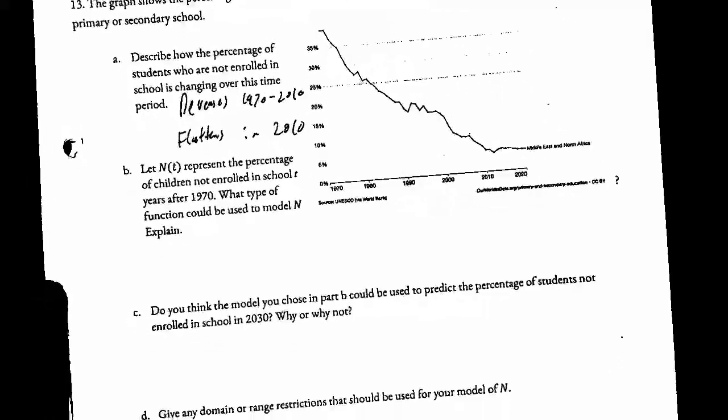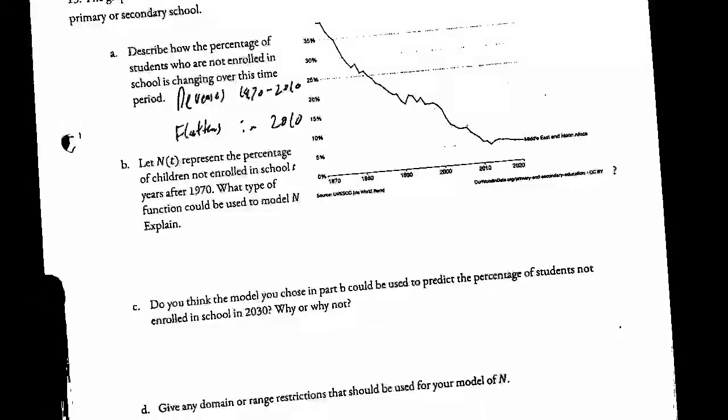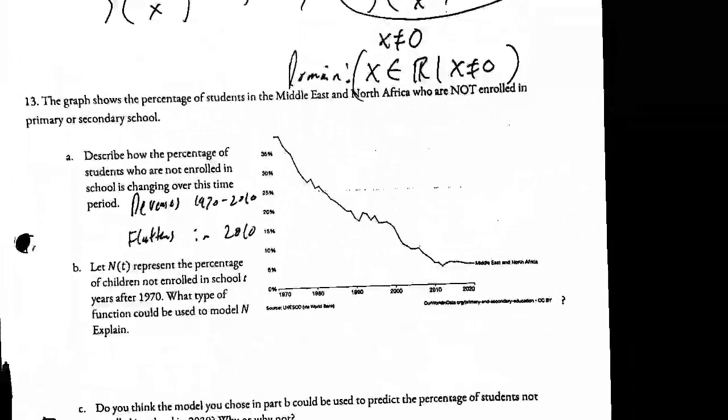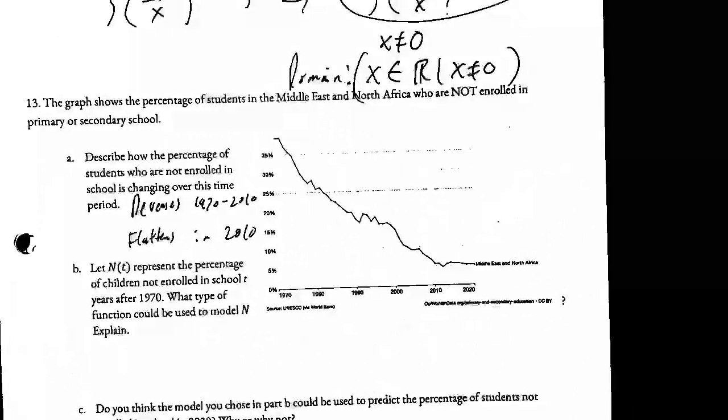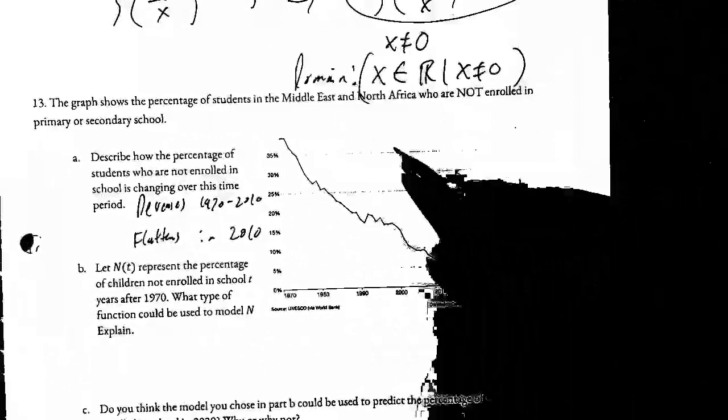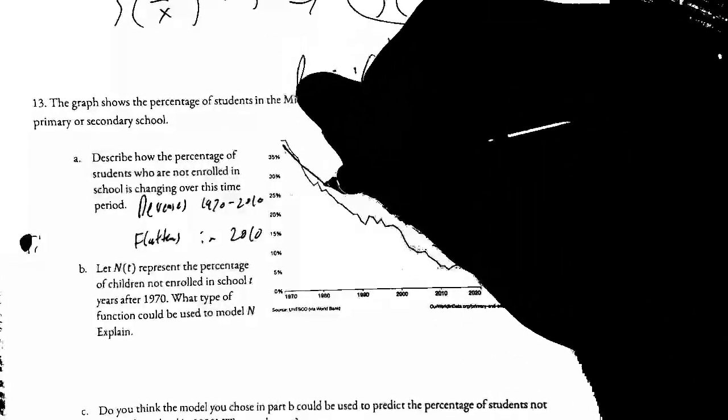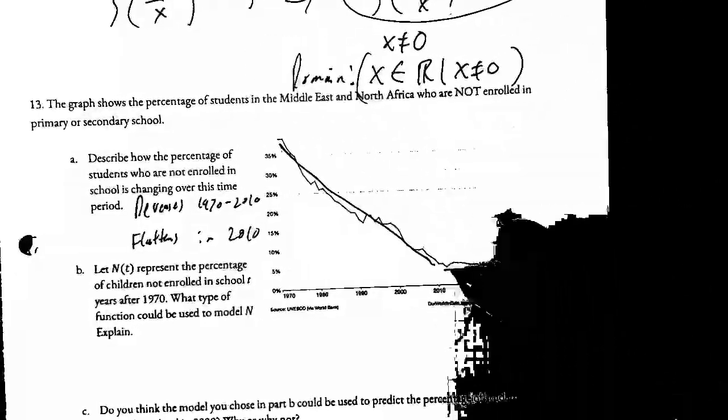All right, wrapping up here. N of t represents the percentage of children not enrolled in school. What type of function could be used to explain the model of n? So this is what we did in the last class. If you look at this, it definitely looks like two kind of separate functions. We have like a linear kind of decrease here, and then it flattens out here. That is going to be a piecewise, right?